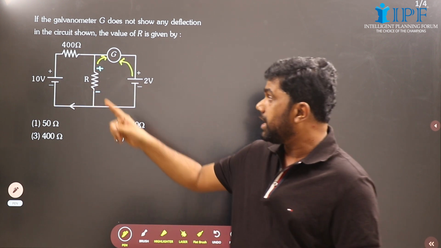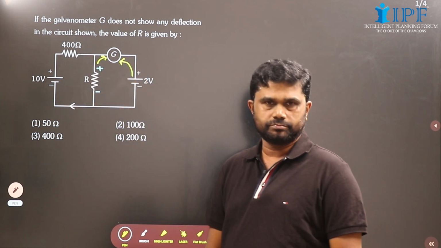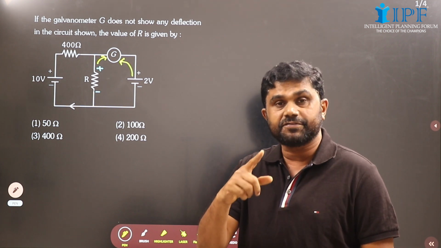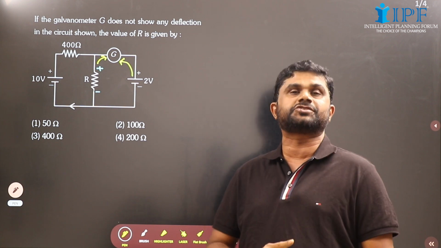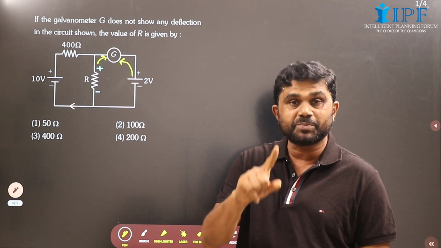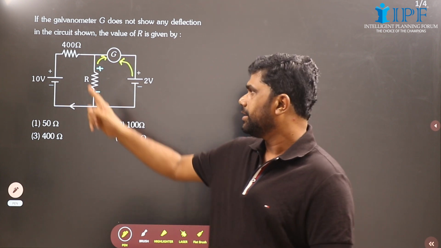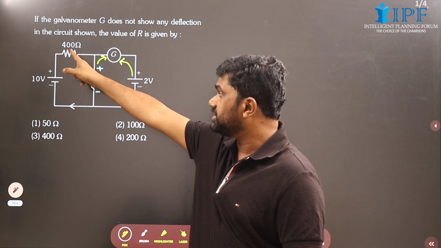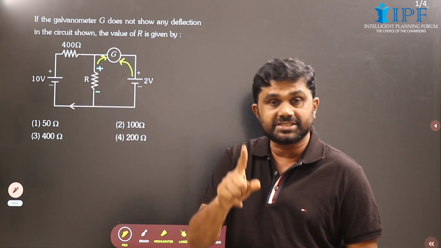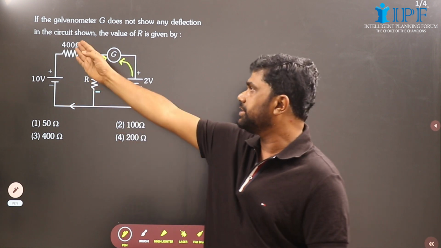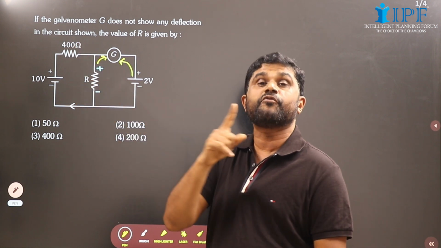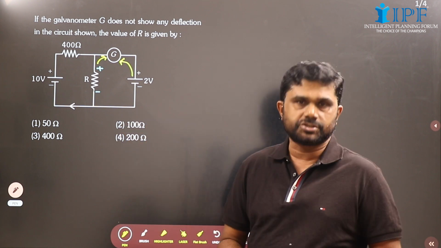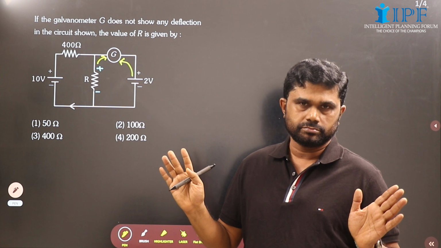So the voltages are in the ratio 8:2. 8:2 means 4:1. If the voltages are in the ratio 4:1, then the resistances must be in the ratio 4:1. Voltage here it is 8, here it is 2. So the voltages are in the ratio 4:1, resistance also must be in the ratio 4:1. Here it is 400, then here it must be 100. So the answer is 100 ohm. No calculation, no chances of getting it wrong.